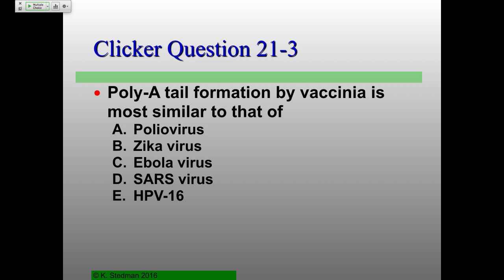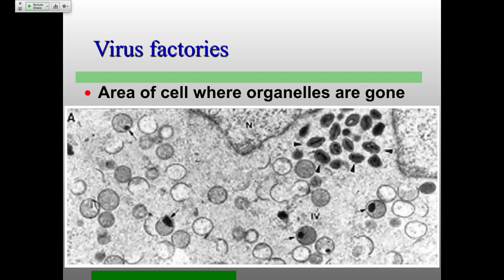Okay, let's finish up talking about how you make these things. As I hopefully mentioned when we went through that cartoon, first you make all of your early proteins. They're going to replicate your genome. Those then start the late proteins to be expressed. Those late proteins start to make structural proteins. And those then assemble together with all of these vesicles. And that's what this EM is supposed to be showing here.